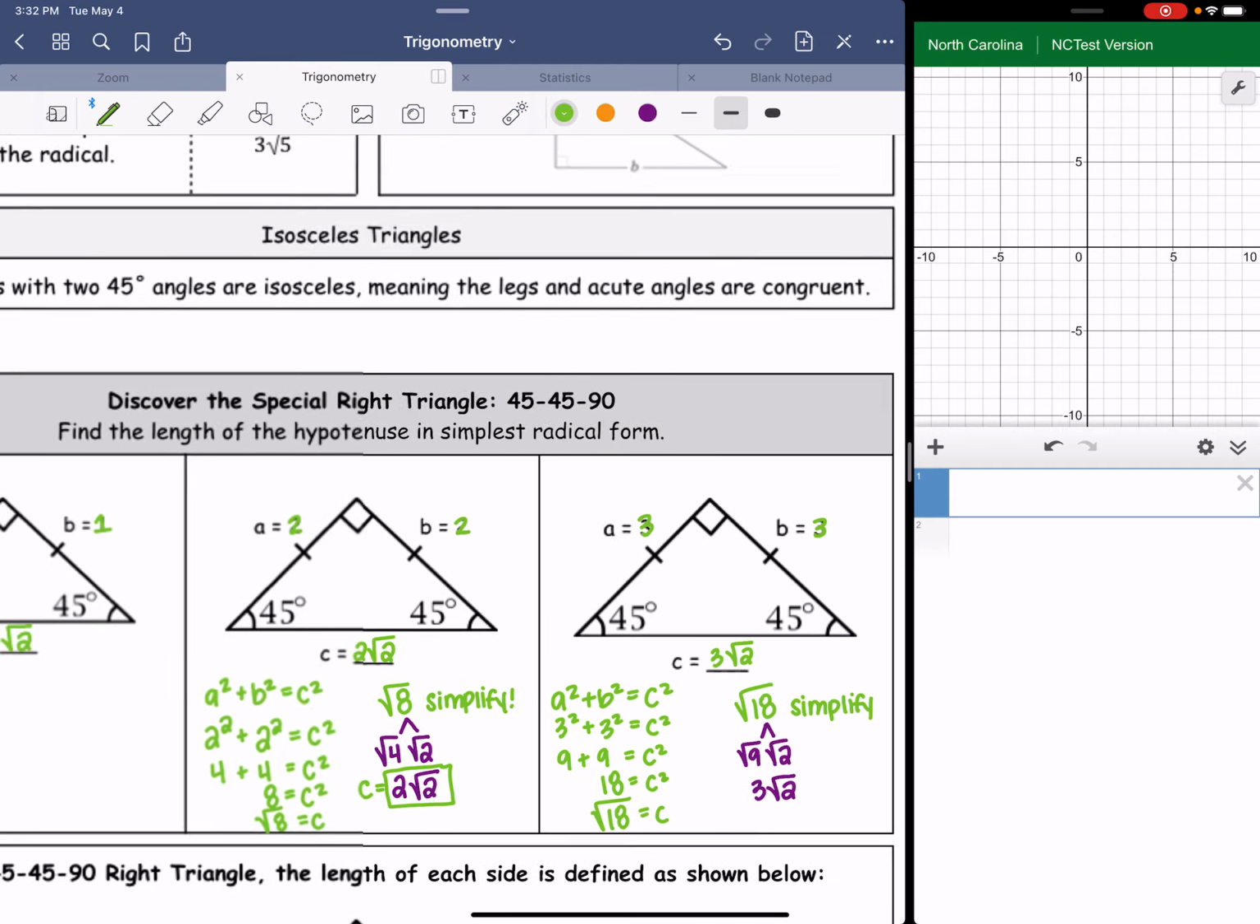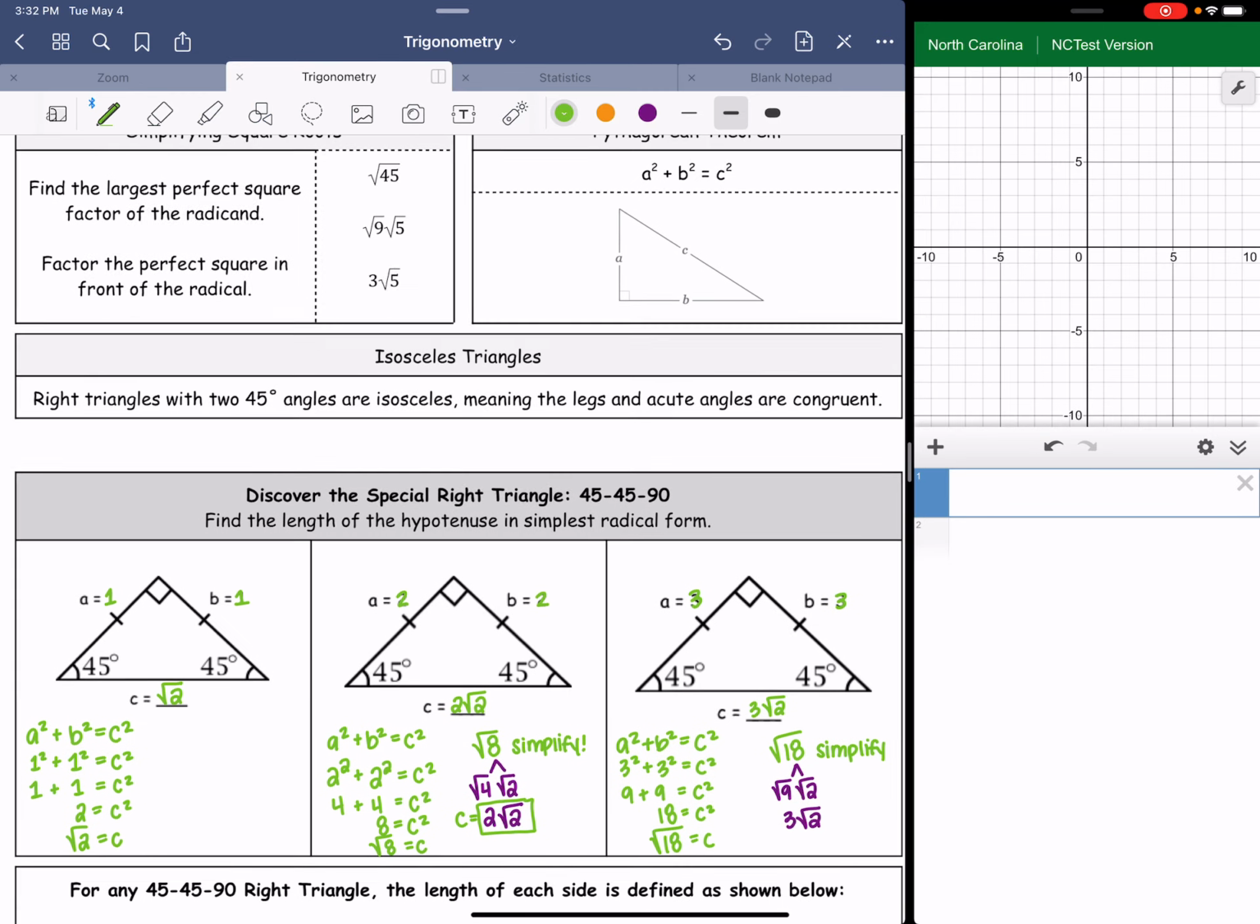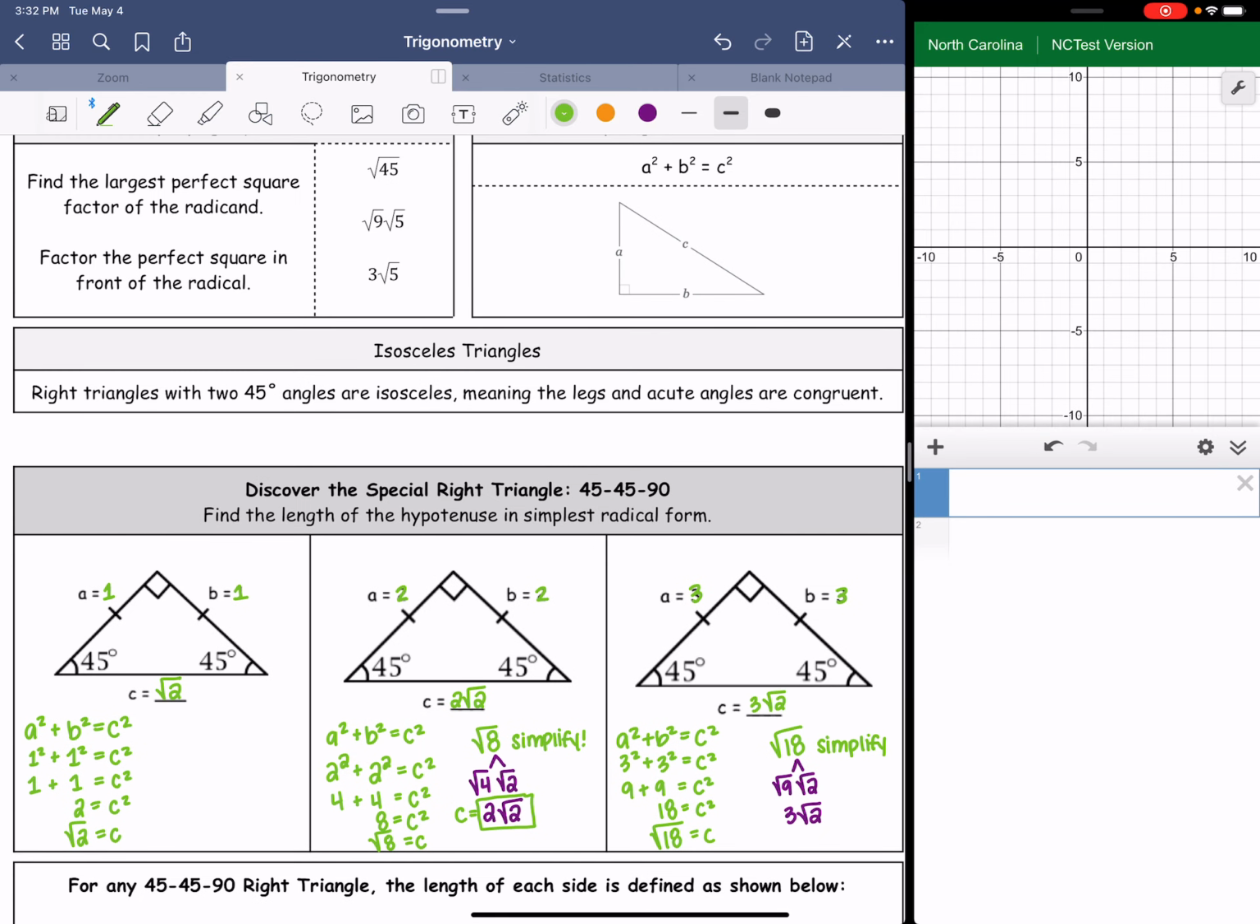So between these three examples, we had that the legs were 1, the legs were 2, the legs were 3. Notice what the hypotenuse was. When the legs were 1, the hypotenuse was 1 times the square root of 2. When the legs were 2, the hypotenuse was 2 square root of 2. When the legs were 3, the hypotenuse was 3 square root of 2. So they all include that square root of 2, and the number that ended up being simplified in front of it was whatever the length of the legs was.